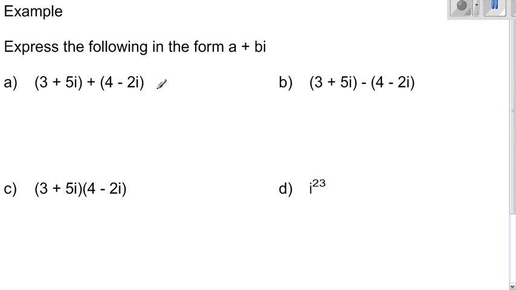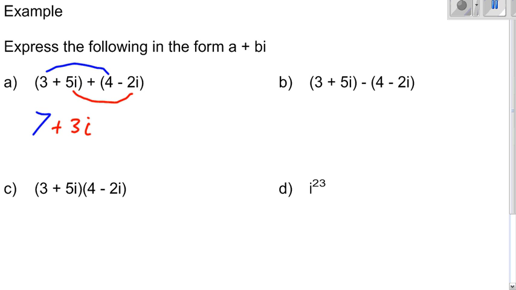So let's add. We add the real parts. 3 plus 4, you get 7. Then we'll add the imaginary parts. 5 and -2 is 3i.